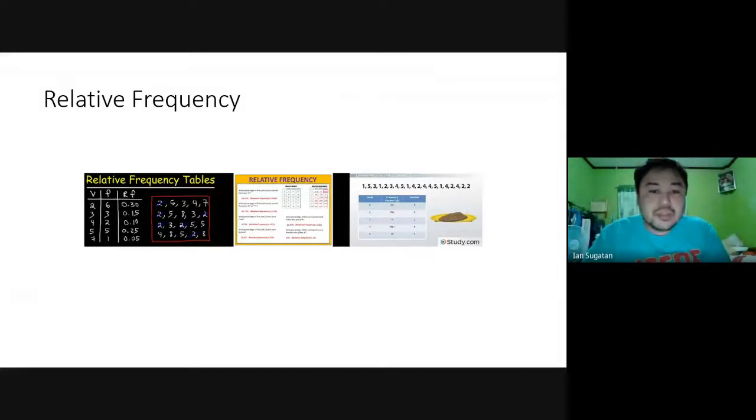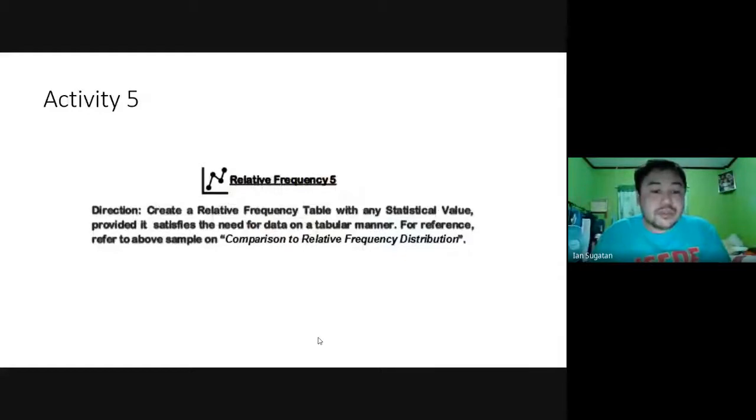In your module, you have there the comparison to relative frequency distribution, just like in your activity number 5. In activity number 5, what you're going to do is create a relative frequency table with any statistical value, provided it satisfies the need for data in a tabular manner. For your reference, refer to the above sample on comparison to relative frequency distribution. All of this is found in your modules. So I think that is all for this evening. Now let's go to the demonstration.